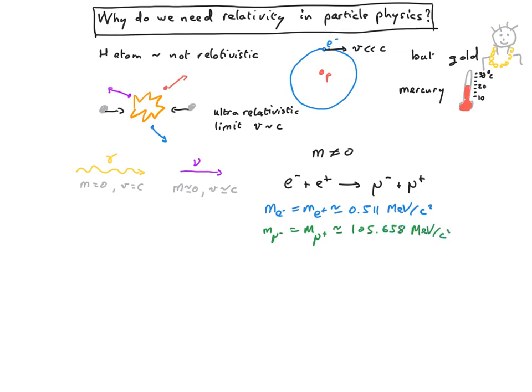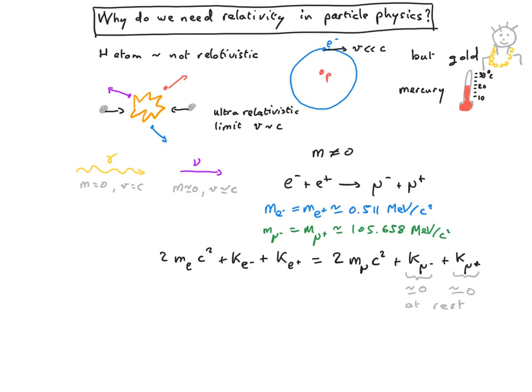Using the conservation of energy, we have, where K denotes the kinetic energy of the particle. Even if the muon and antimuon are produced at rest, we see that the sum of the kinetic energies of the electron and of the positron is, as the mass of the muon is much larger than the mass of the electron.